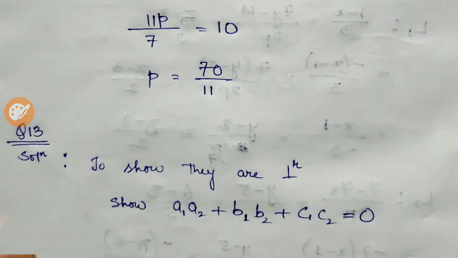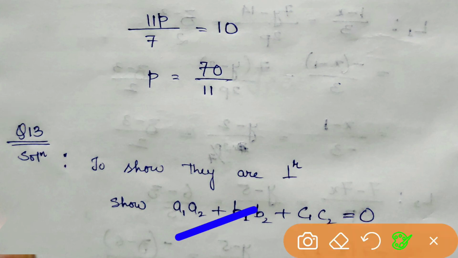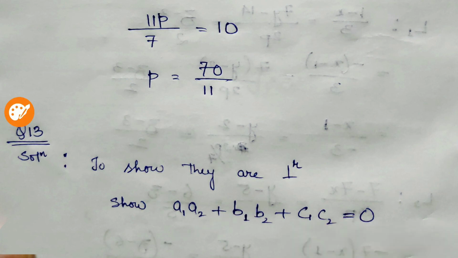Now question number 13 says show that the two given lines are perpendicular to each other. What do you have to do to show perpendicular? You have to just prove this: A1 A2 plus B1 B2 plus C1 C2 is equal to 0. So write A1 A2 plus B1 B2 plus C1 C2, solve them. If it comes 0, then you say they are perpendicular.